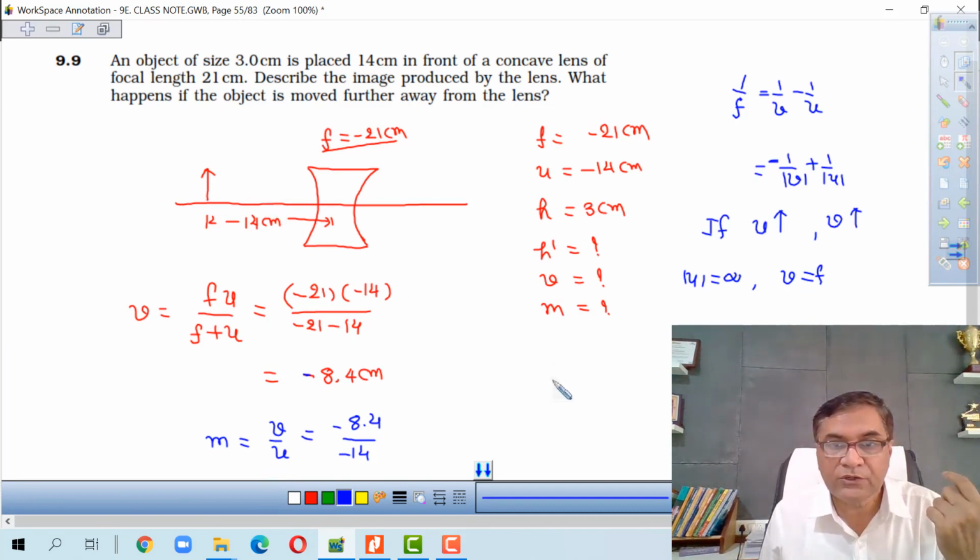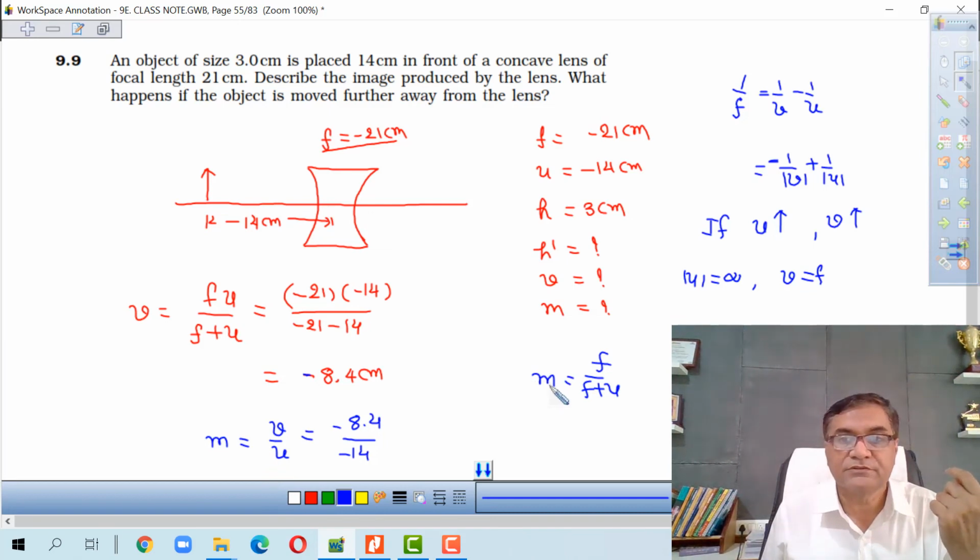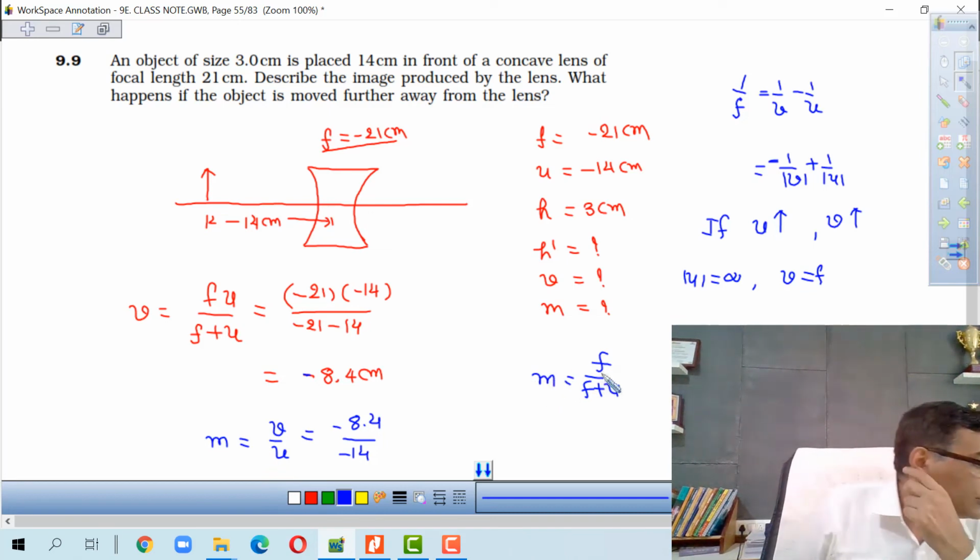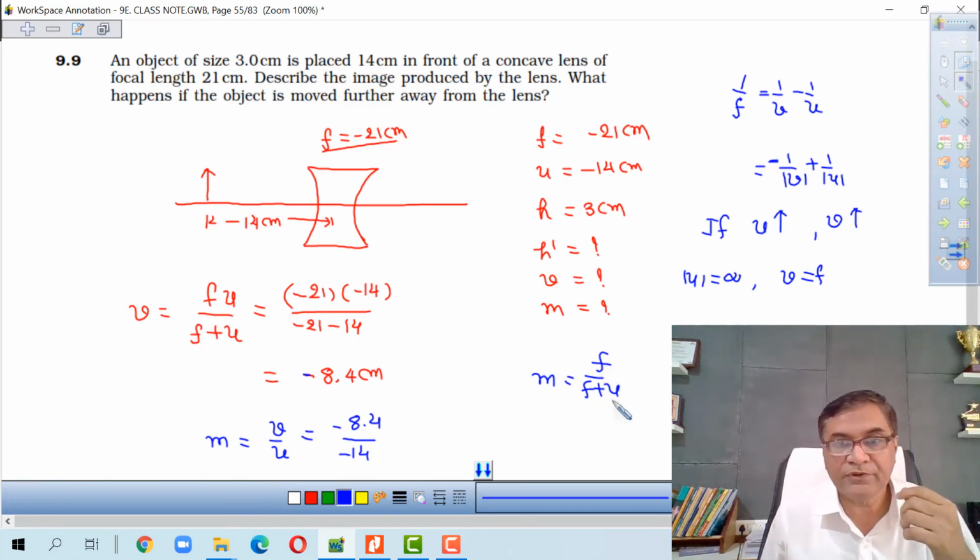And if you are talking about the magnification, let us look at the magnification formula: M is equal to F upon F plus U for lens. U will increase, so M will decrease. How will M be? It will decrease. Right? F upon F plus U.